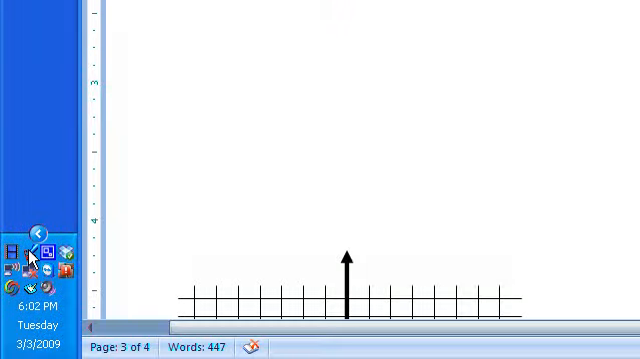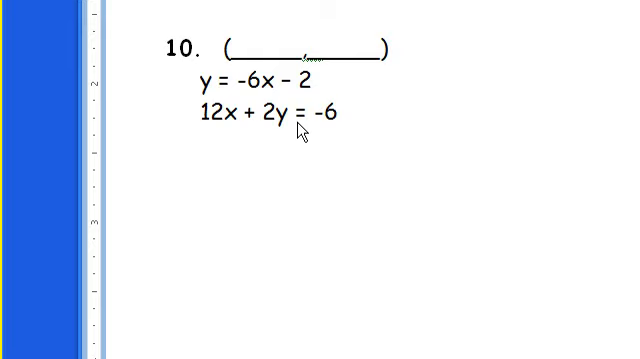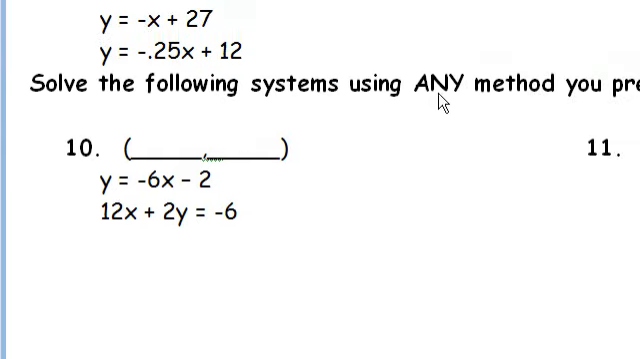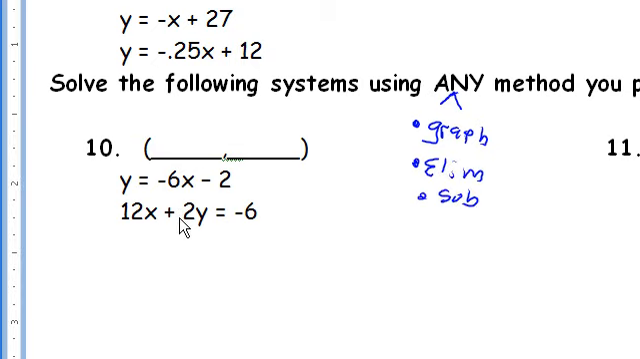Well, here, what I'm going to do is I'm going to choose the easiest method. Okay, what do I notice? Essentially, any method is code for either graphing, we can graph it, we can use elimination, or we can use substitution. Alright, well, let's look at that problem. What is it set up to do? Is it set up to graph?